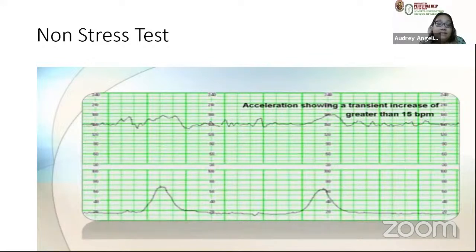In this case, how many are you reaching? 60. So there are 2, so 120. So you could not consider this adequate contractions. So this would just be a mild to moderate contractions assessment. Okay?